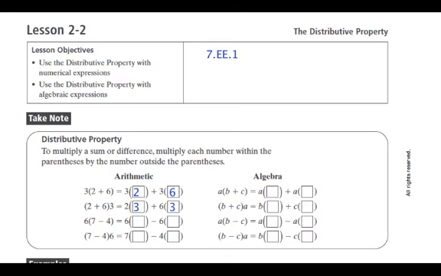For the next one, we're going to distribute the 6 to the 7 and then distribute the 6 to the 4. But this time there's a subtraction in the middle. So you end up with 6 times 7 minus 6 times 4.